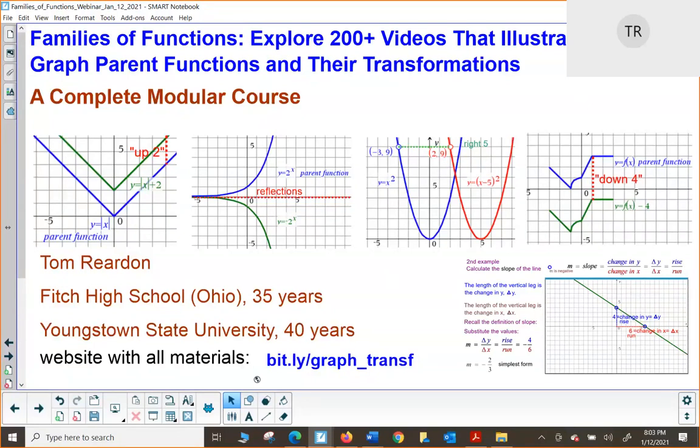It's a completely modular course. And this is the website that has all the materials. I'd suggest not going there yet because I have lots of things to show you. Once I'm done, you can go look, and I'll show you that website later on and how to use it. That's an underscore and all the letters are lowercase, so it is case sensitive.